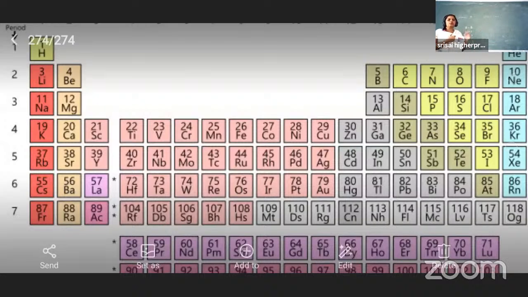We have to double it. So this number we have to double. 3 into 2, 6. 6 into 2, 12. 8 into 2, 11 into 2. Like this we have to multiply by 2. And this is what atomic mass is. These are the atomic masses of these elements. So atomic number is different and atomic mass is different.